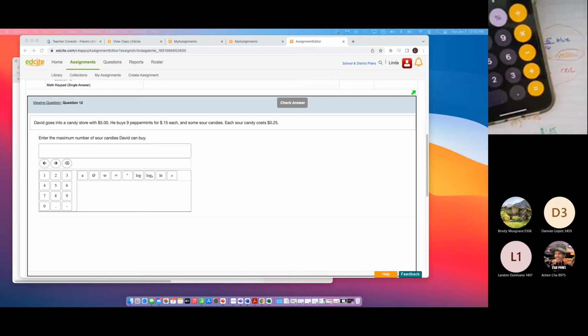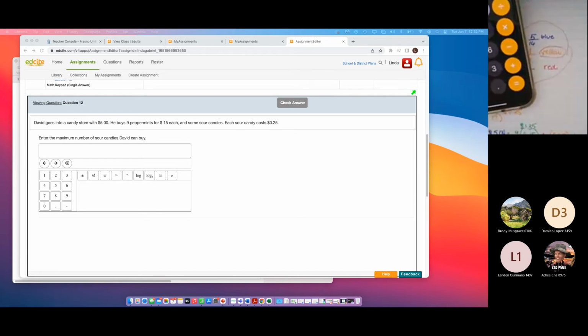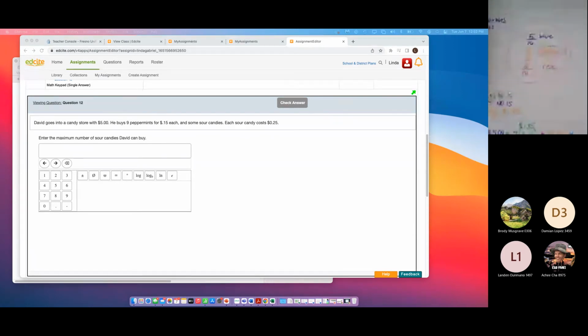Let me write it. Where can I write that? You guys can see. That gives me right here 14.6 is equal to x.